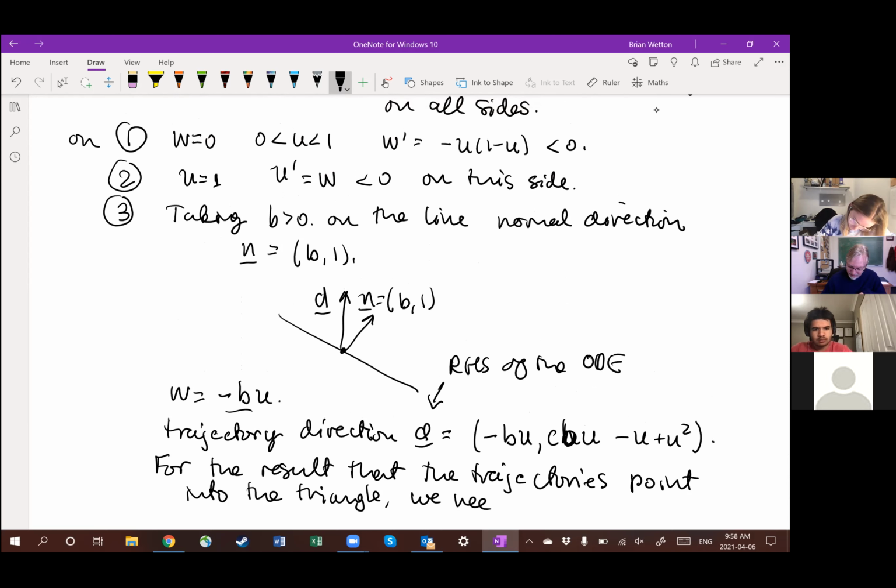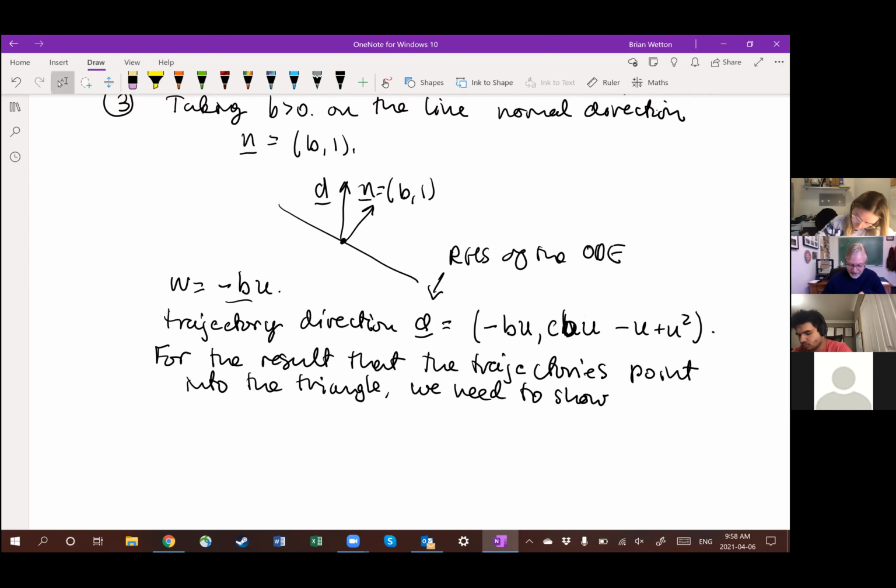We need to show that the dot product of those two vectors is positive, right? And it's got to be true. It's got to be positive for all u between 0 and 1, right? So we need to show that n dot d is bigger than 0. That's inwards.